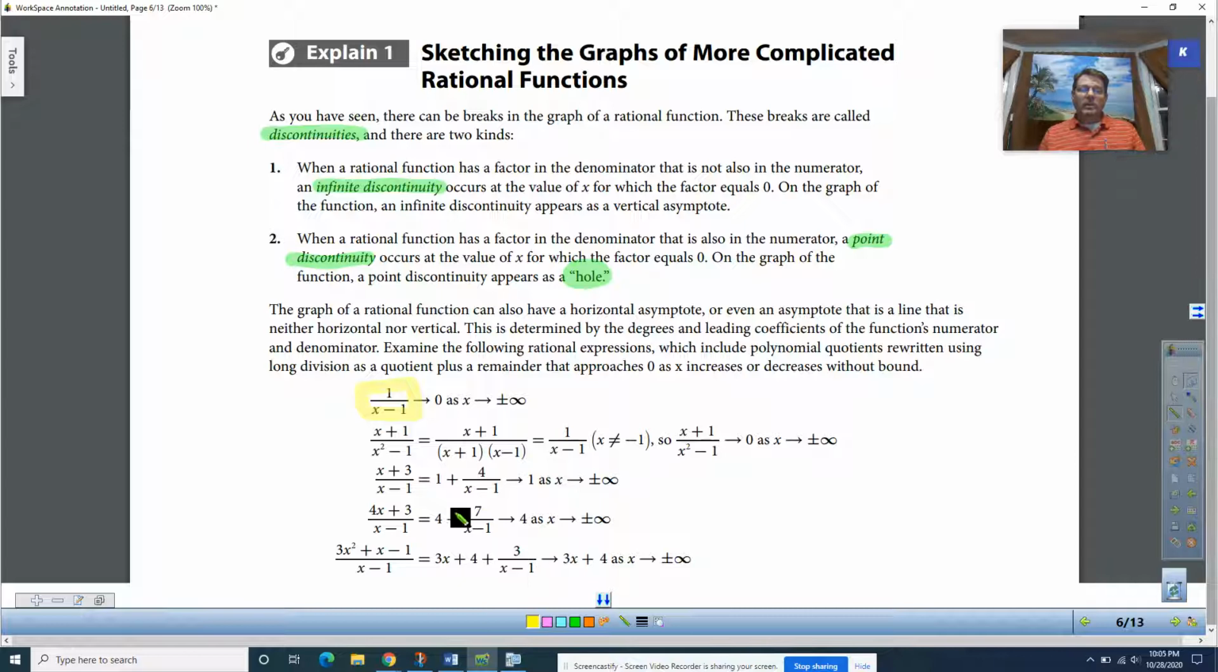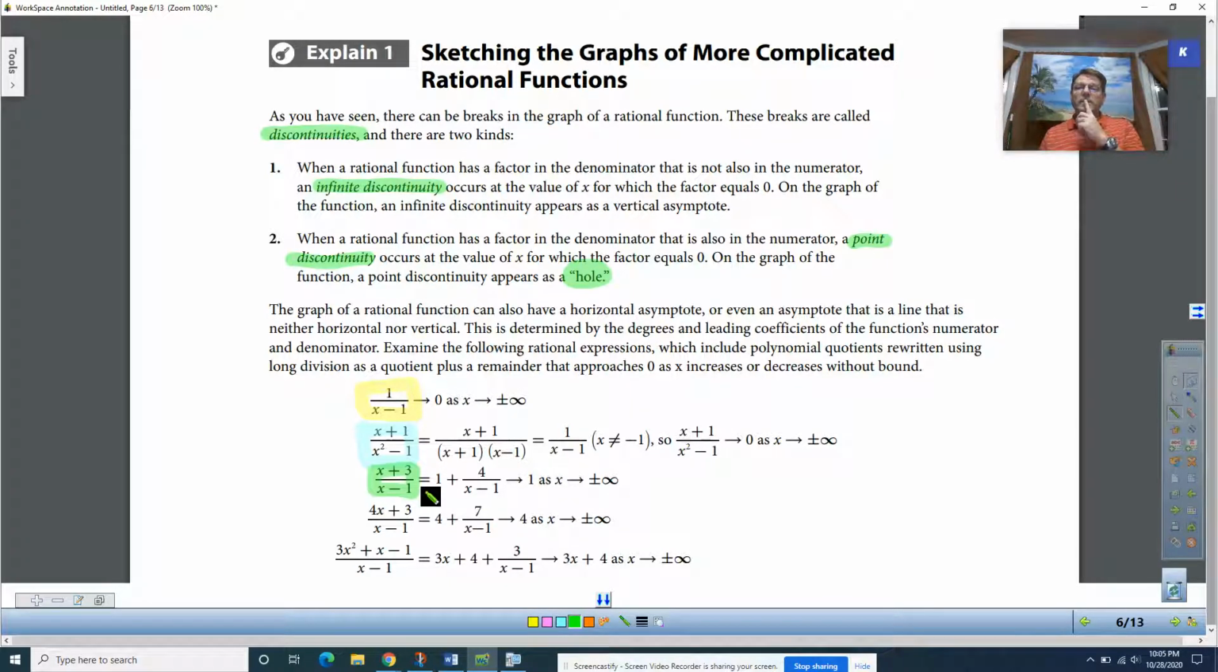Okay, now looking at another example here. The degree of the numerator is 1, and the degree of the denominator is 2, the highest exponent. So the denominator has the higher degree in that example. Another scenario here: the numerator and denominator both have a degree of 1. So they are now equal. That's the scenario that we're going to focus on here in just a second.